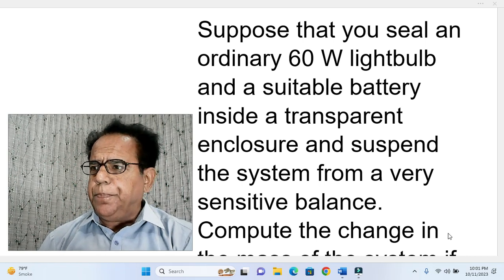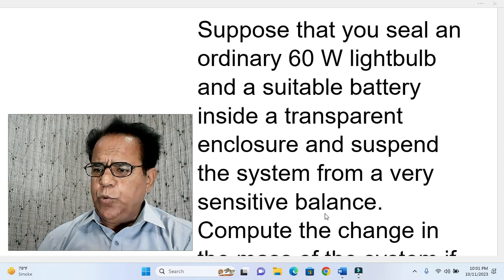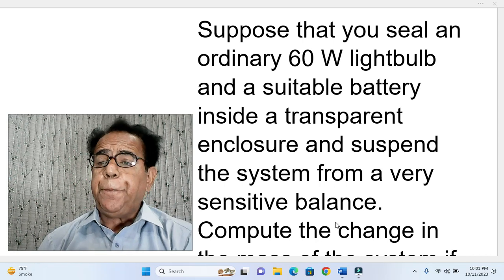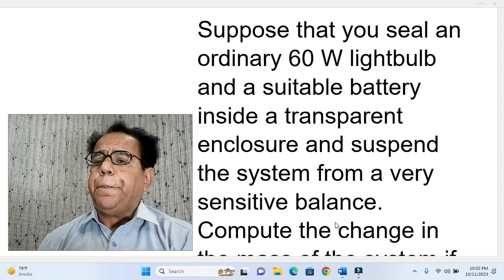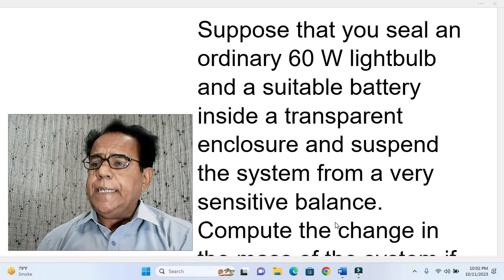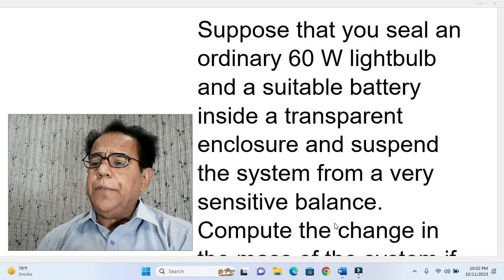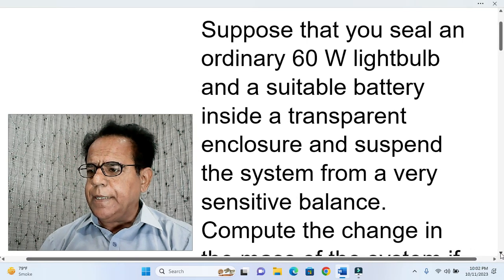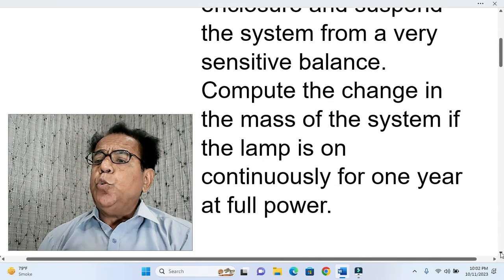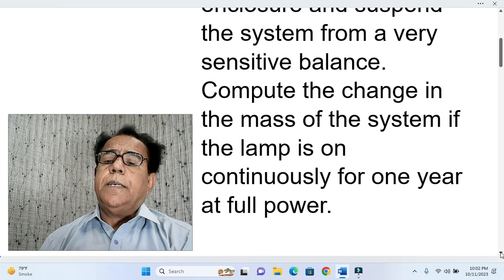This is our next problem, chosen from the same book, Modern Physics by Paul Tipler. As usual, we first come to its statement. Suppose that you seal an ordinary 60-watt light bulb and a suitable battery inside a transparent enclosure and suspend the system from a very sensitive balance. Compute the change in the mass of the system if the lamp is on continuously for 1 year at full power.